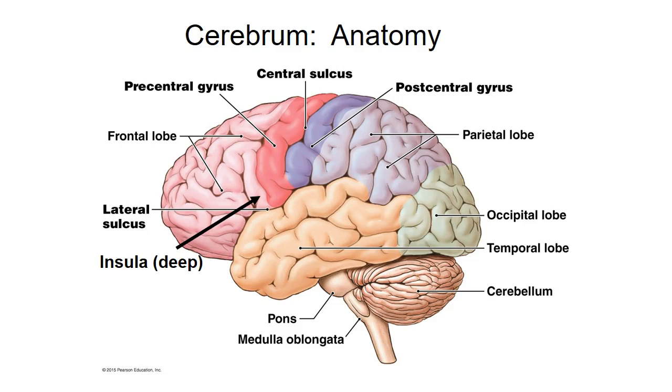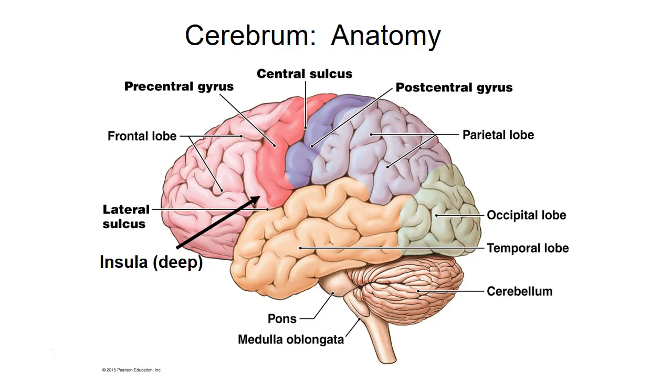Now there's another lobe that you can't see. It's deep in here. So if we were to tease apart, pull apart at this lateral sulcus and peer inside of there, we would see this fifth lobe called the insula. It's deep into here. All right, and I think I have an image a little bit later showing that.